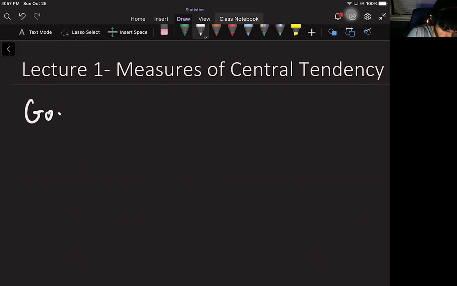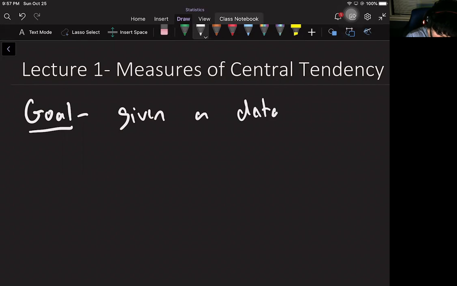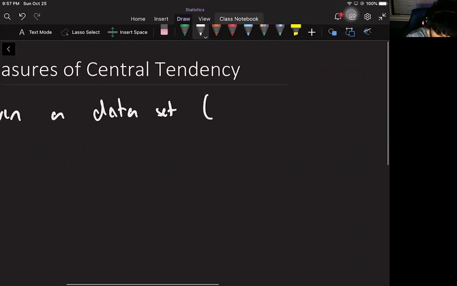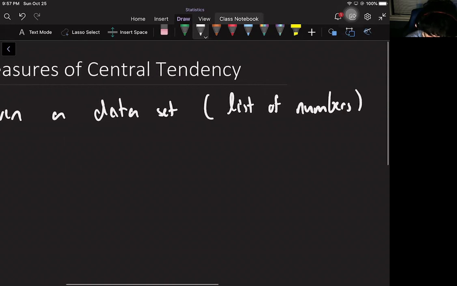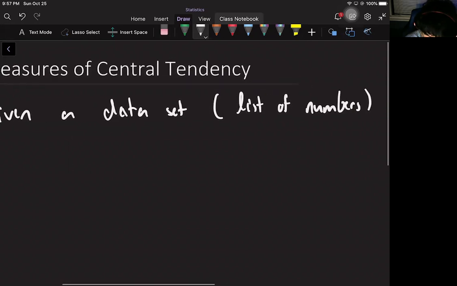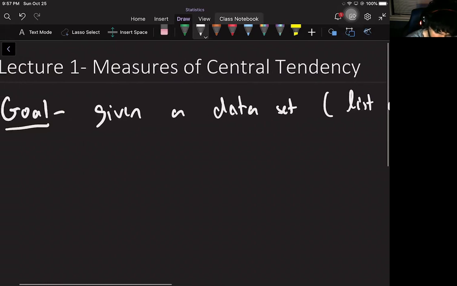So here is sort of the major goal. Given a data set. So what is a data set, first of all? Well, just to keep it very basic, it's really just a list of numbers. So these numbers could represent lots of different things, but for now, you're just given a whole bunch of numbers.